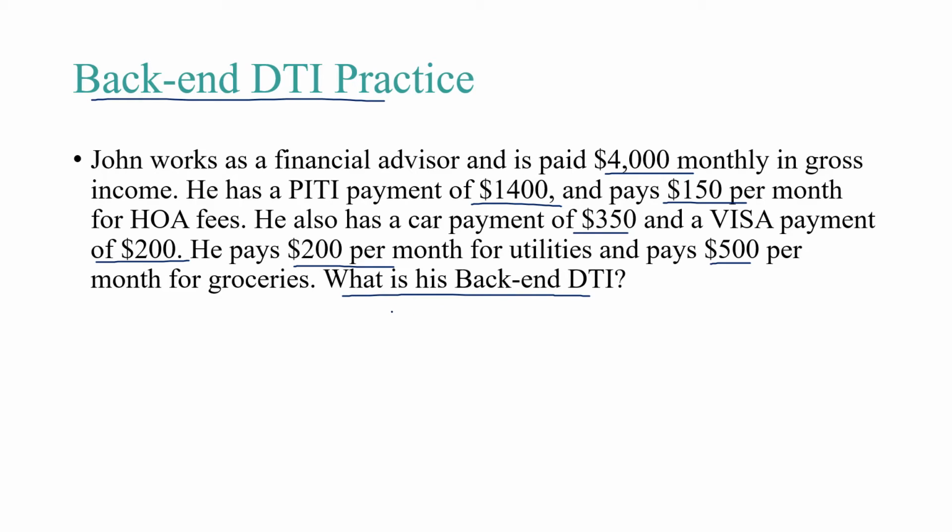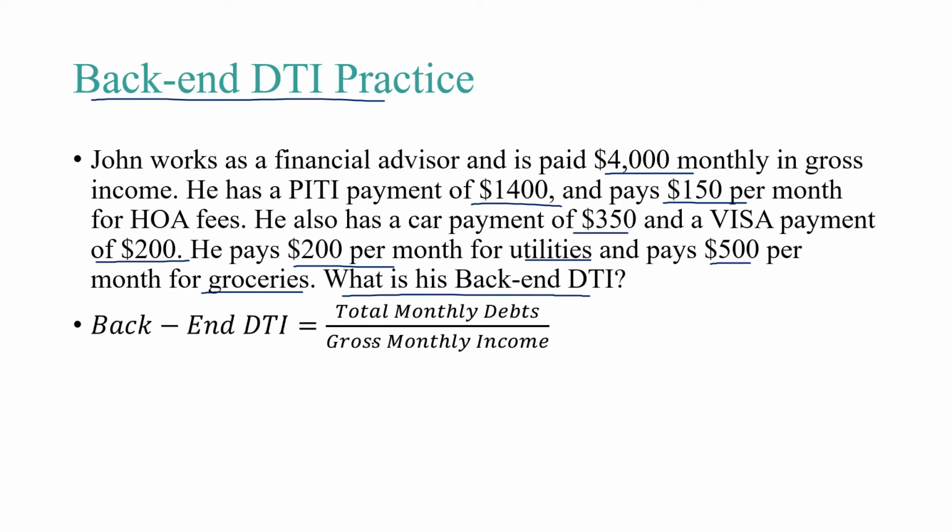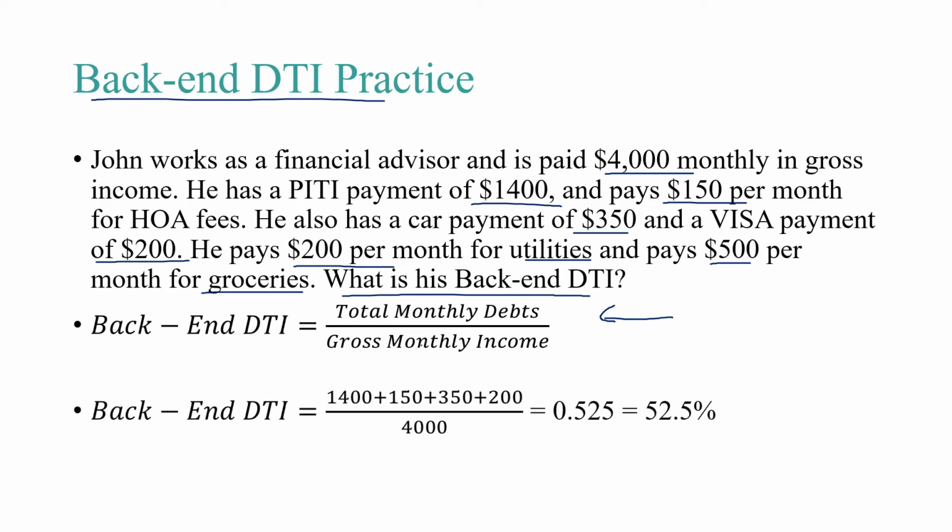So remember, for the back-end DTI, you include all monthly debts that are non-cancelable. You do not include things like utility bills or things like groceries for the back-end DTI calculation. Remember, this is the back-end DTI equation. It's the total monthly debts divided by the gross monthly income. Here, for the total monthly debts, we care about the following payments.